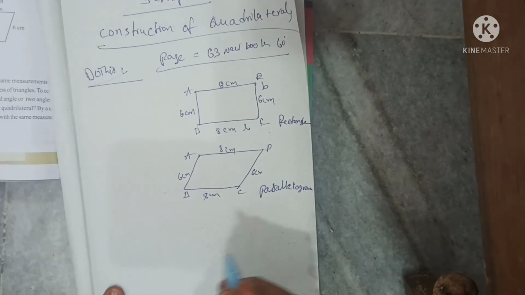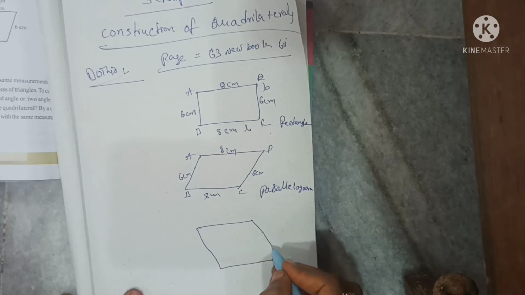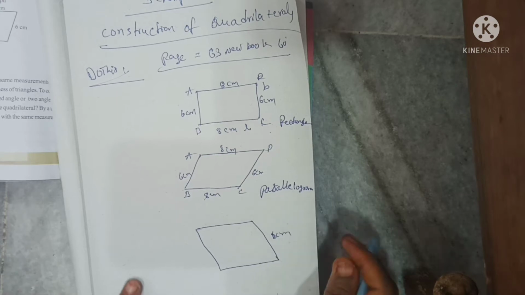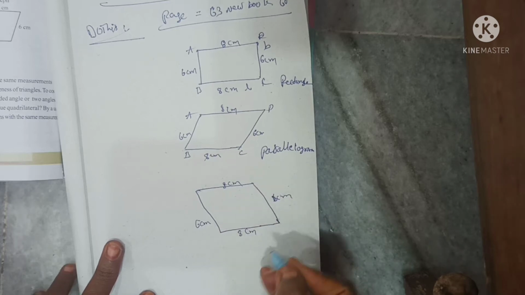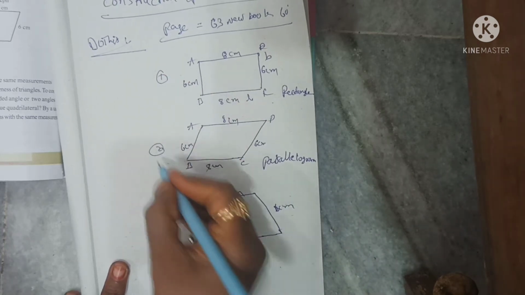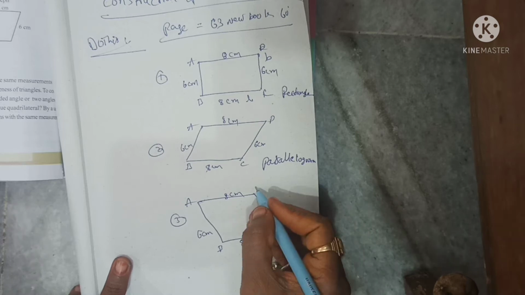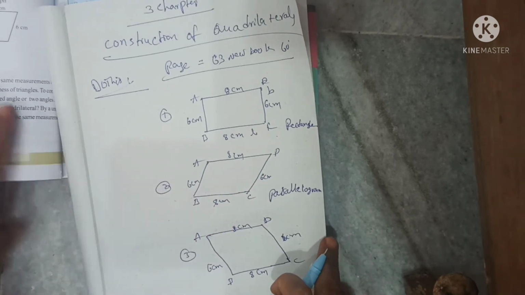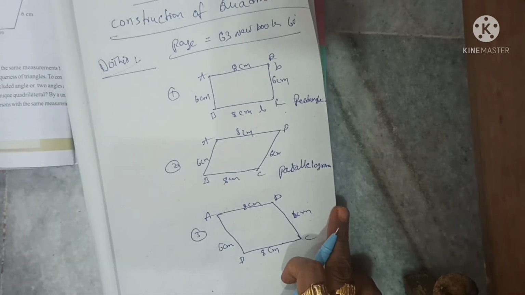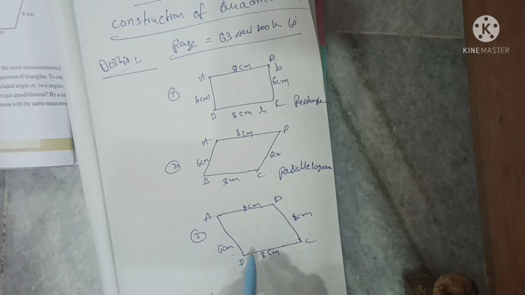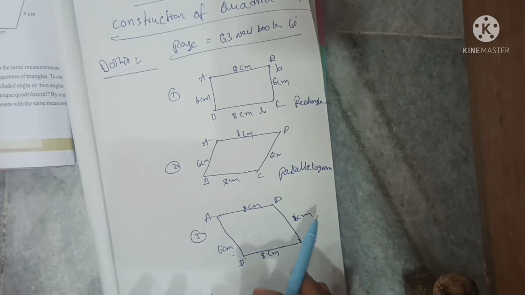Next, again push it. 6 centimeters, 8 centimeters. This is the first figure, then second, third. Again A, B, C, D. What are the measurements in this set? These are the four measurements of a quadrilateral. The quadrilateral cannot be determined by these.